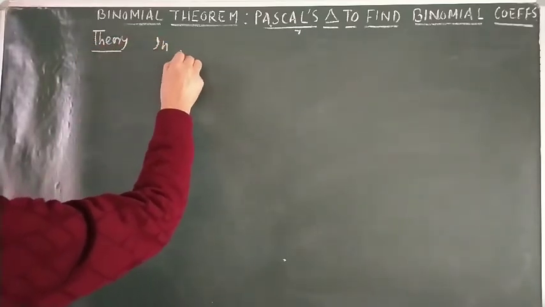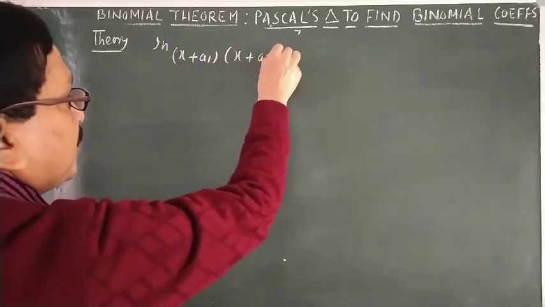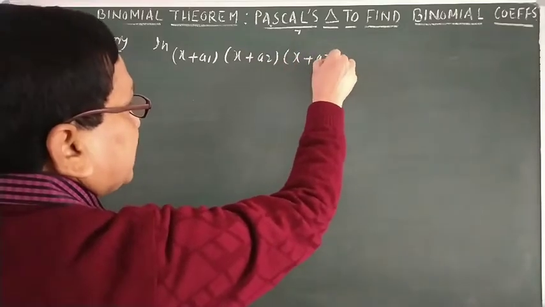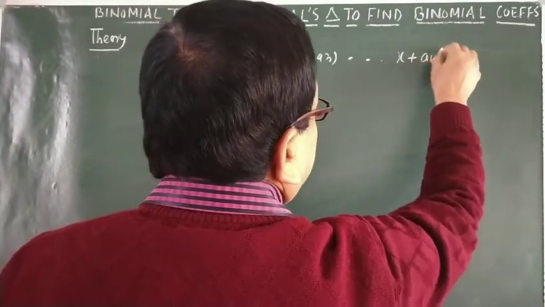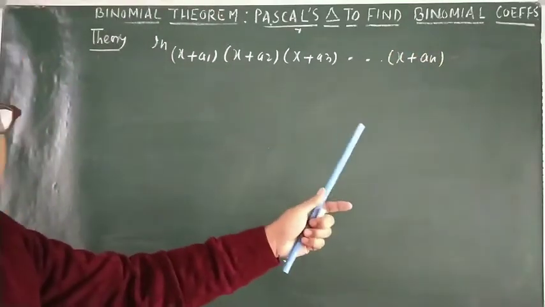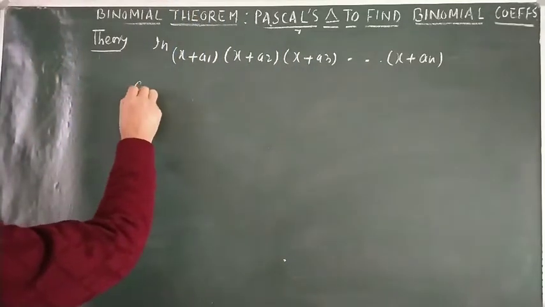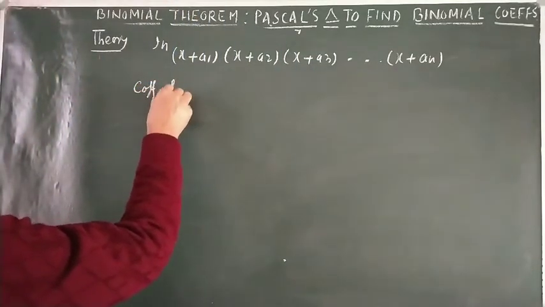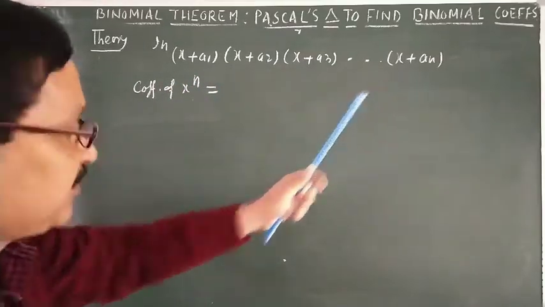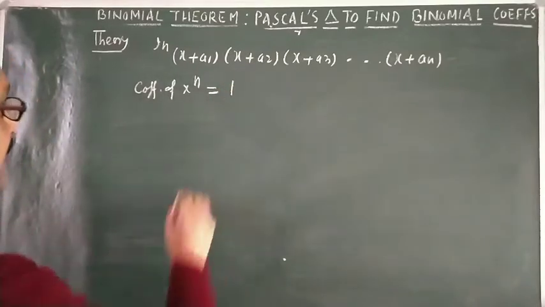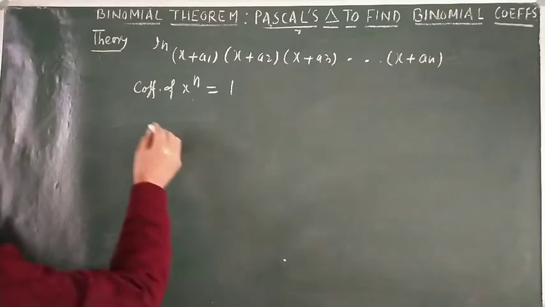In (x plus a1)(x plus a2)(x plus a3) dot dot (x plus an), suppose this is the product starting from one ending to n, and you have to find out the coefficient of x to the power n. Obviously the coefficient is 1. Remember this, it will be helpful in competitive examinations for speed.